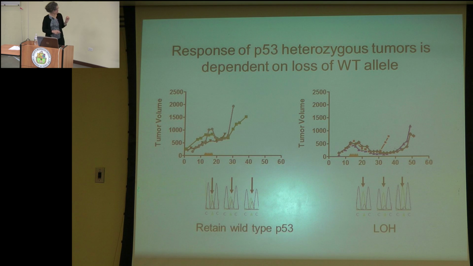Okay, so this is one of those situations, and we just did PCR and sequencing to look at whether those tumors retained the wild type allele, and here you can see a double peak, or whether they lost the wild type allele, and here you see a single peak. Okay, so this is one of those situations in which the wild type allele is dominant over the mutant p53 allele. And we don't understand why it works this way, but it does. Okay? Okay, so if the tumors had no p53, then they were very good responders.